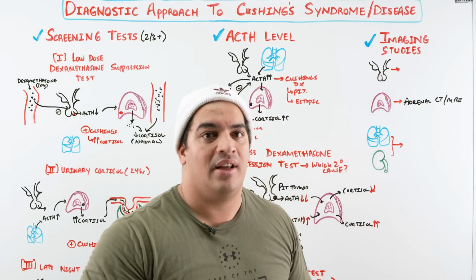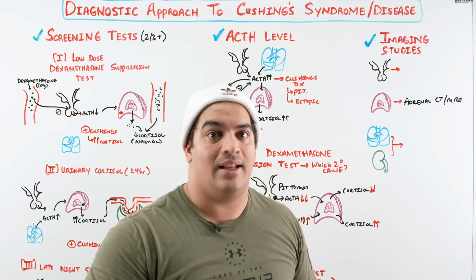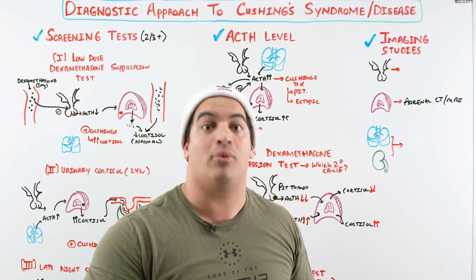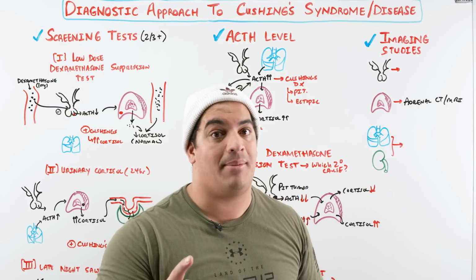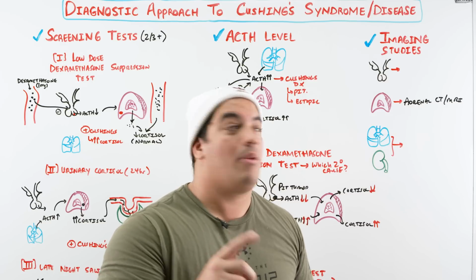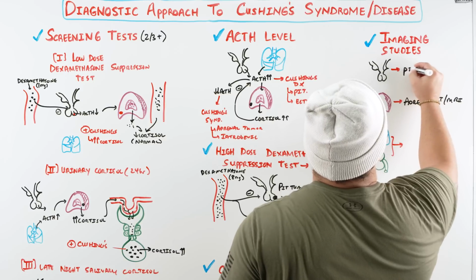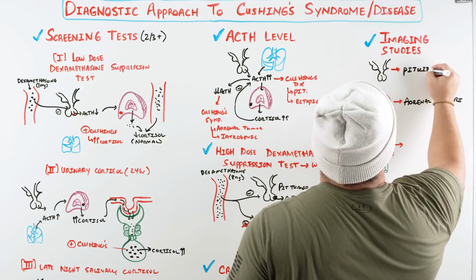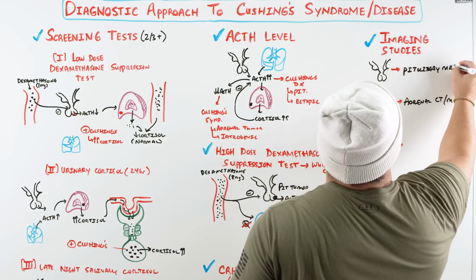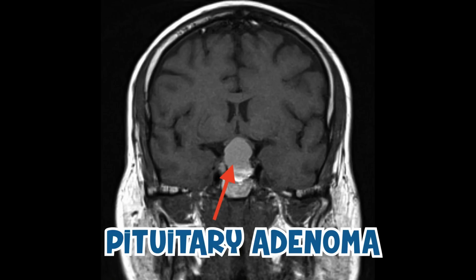Let's say I just double check. I do the CRH test, and again, ACTH levels shoot up, cortisol levels shoot up. Ooh, that's the pituitary because it has hyper-receptiveness to CRH. Then what would I do? Get a pituitary MRI and find the pituitary adenoma. So I get a pituitary MRI, and that would show me the pituitary adenoma.